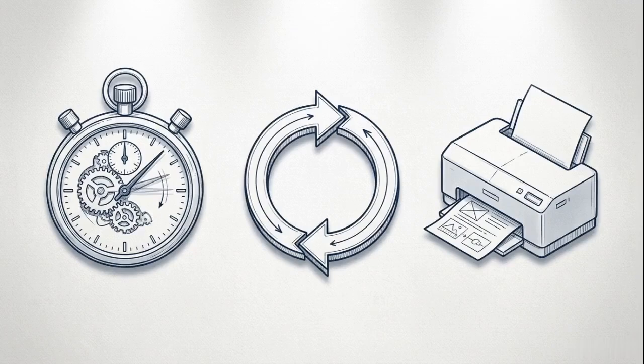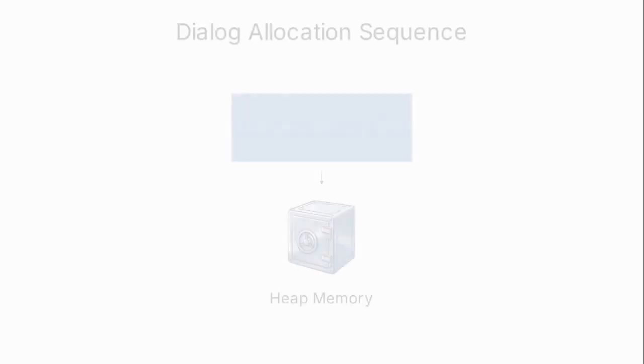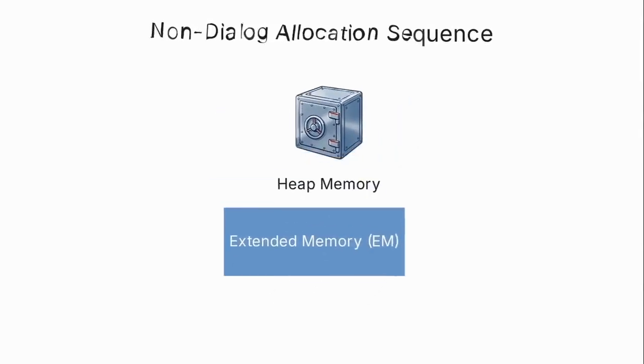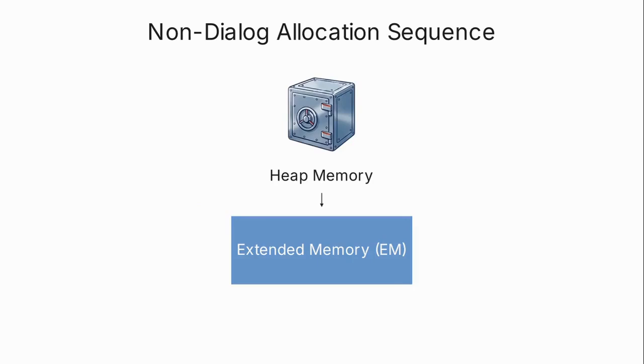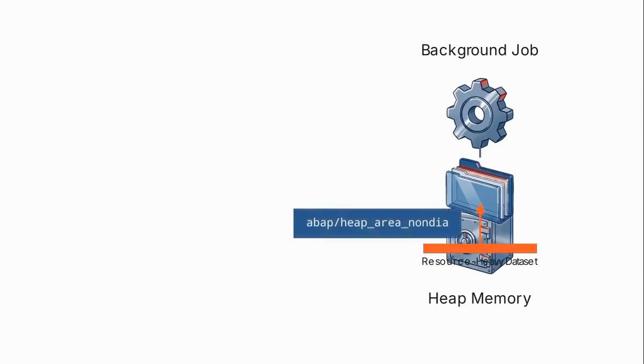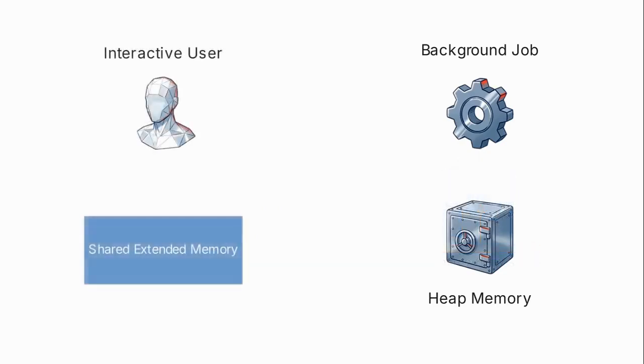We must contrast this with the other side of the system, non-dialog processes, which include background, update, and spool tasks. These specific processes follow an entirely inverted memory allocation sequence compared to interactive users. Background jobs, by their very nature, do not require fast user context switching. Instead, these jobs typically process massive, resource-heavy datasets that take hours to complete. Because of these two factors, SAP allocates heap memory first for non-dialog processes. This initial private allocation for background jobs is governed by the parameter abap/heap_area_nondia.